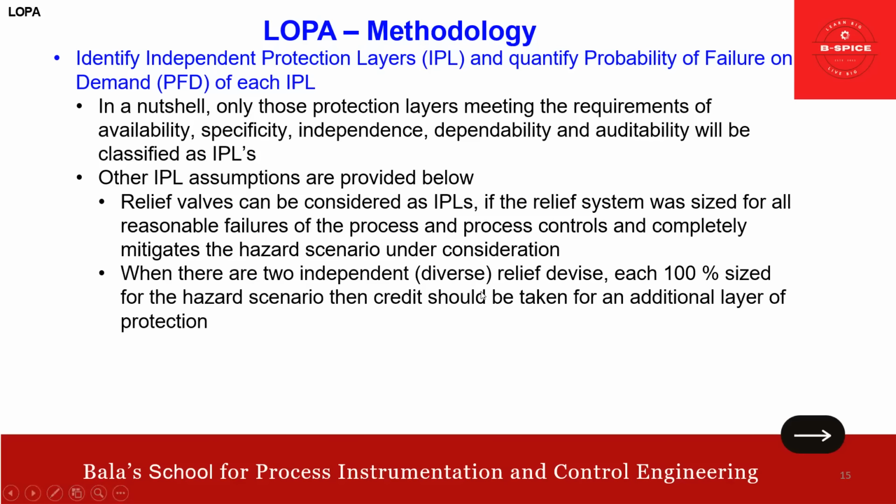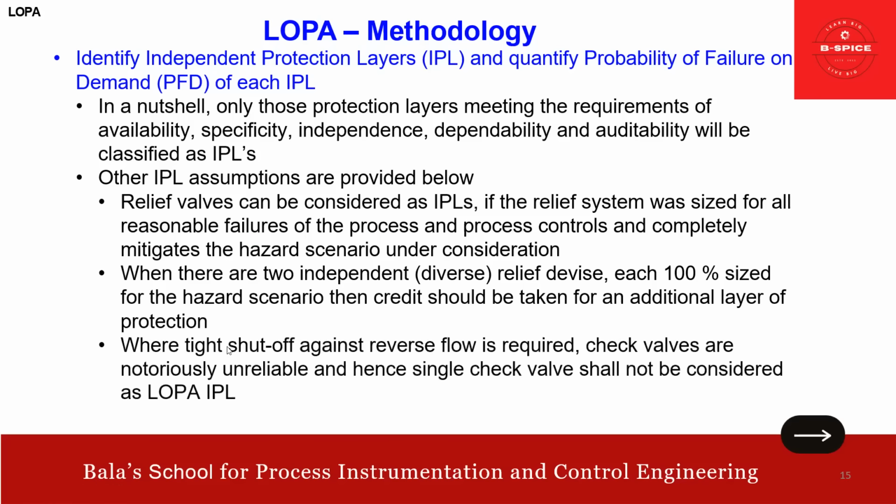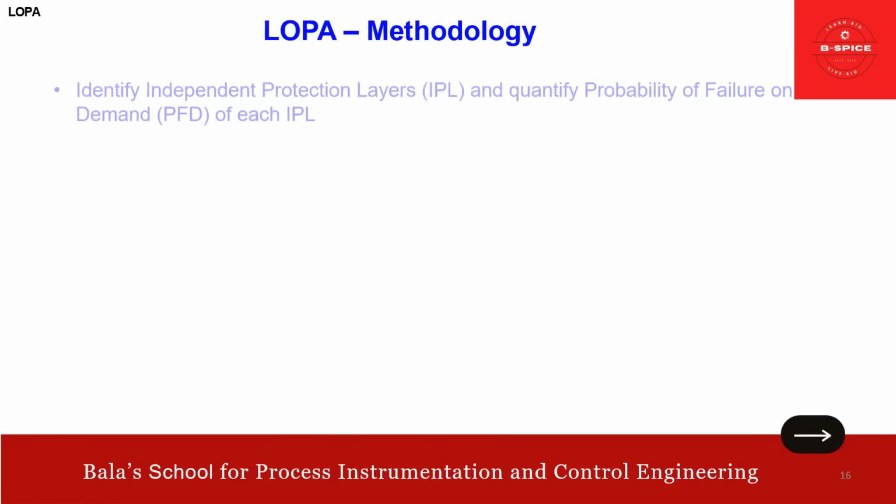Then, another point: when there are 2 independent relief devices, each 100% sized for the hazard scenario, then credit should be taken for an additional layer of protection. Friends, are you following? When 2 independent relief devices are each sized for the hazard scenario, then credit should be taken for an additional layer of protection. A tight shut-off against reverse flow is required. Check valves are notoriously unreliable, and hence a single check valve cannot be considered as an IPL. So that is the point we need to remember. These are the 3 things here: relief valve, 2 independent relief devices, and the check valves.